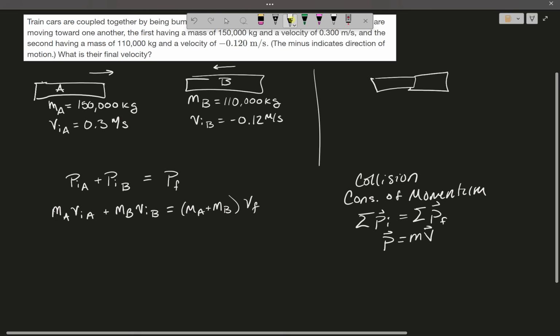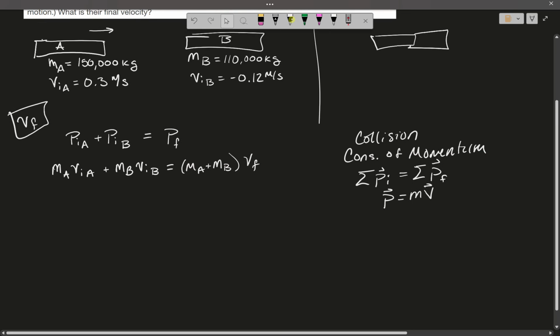So I need to solve this for the final velocity, and I'll rearrange this so that my final velocity is equal to the mass of cart A times the initial velocity of cart A plus the mass of B times the initial velocity of B, and I'll divide this by the combined mass of the two train cars.